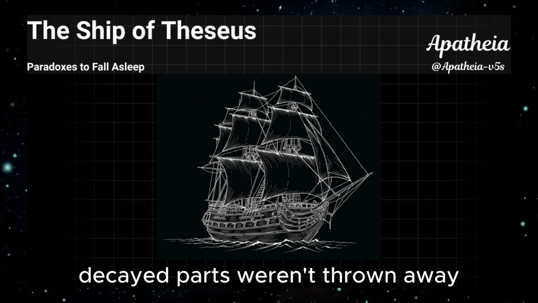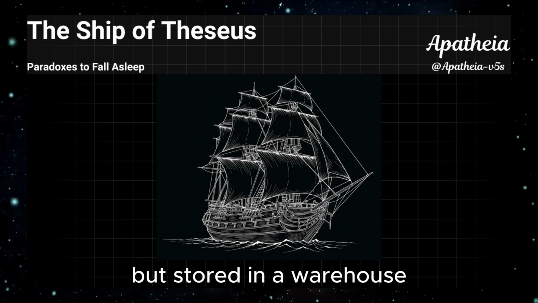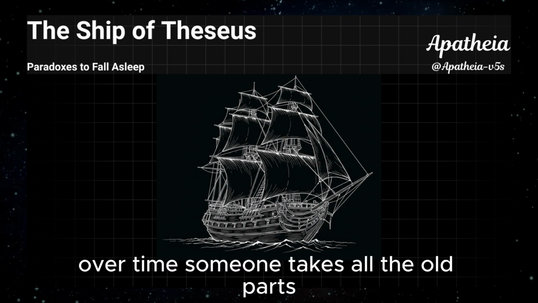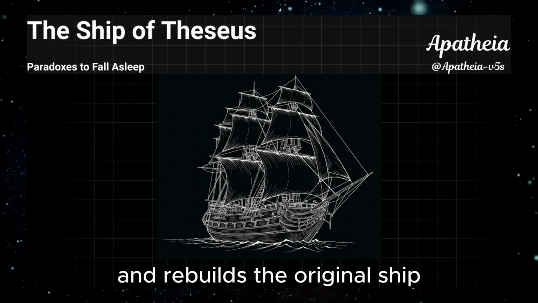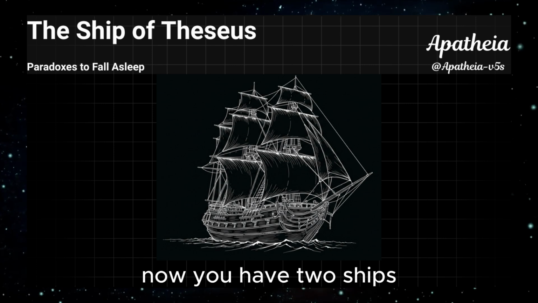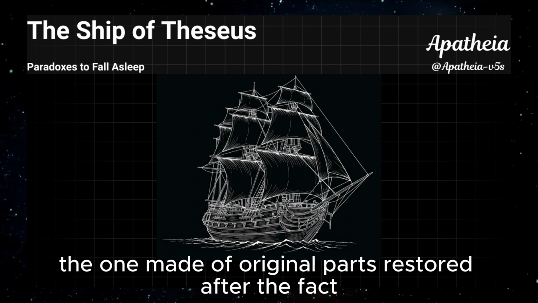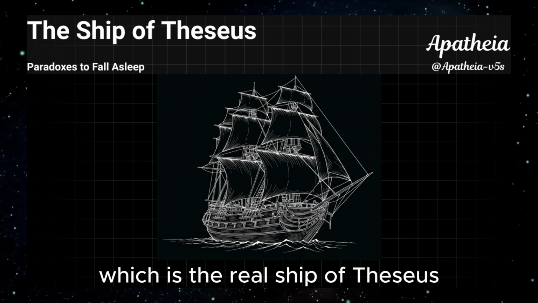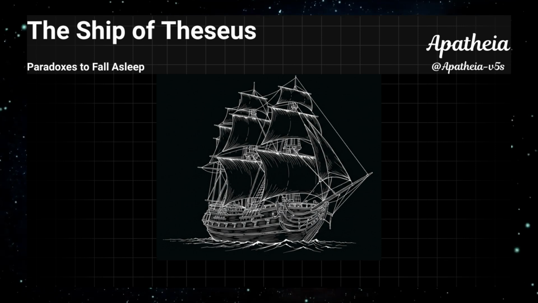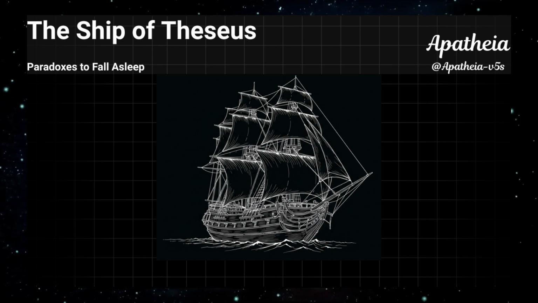Let's say those original decayed parts weren't thrown away but stored in a warehouse. Over time, someone takes all the old parts and rebuilds the original ship. Now you have two ships: the one made of new materials, maintained over time, and the one made of original parts restored after the fact. Which is the real Ship of Theseus? Or are both, or neither?